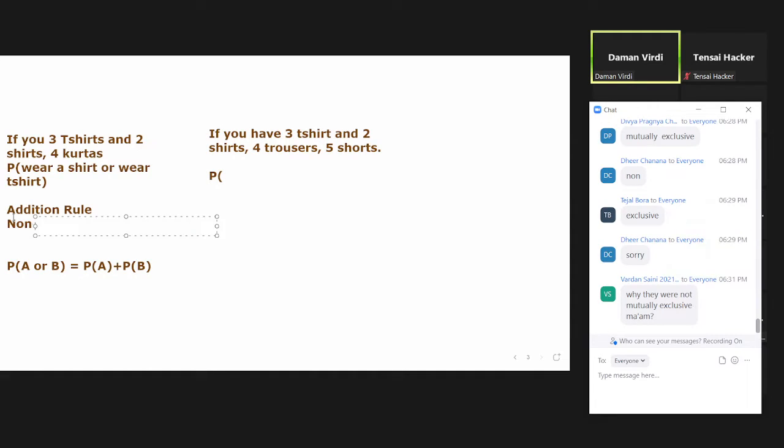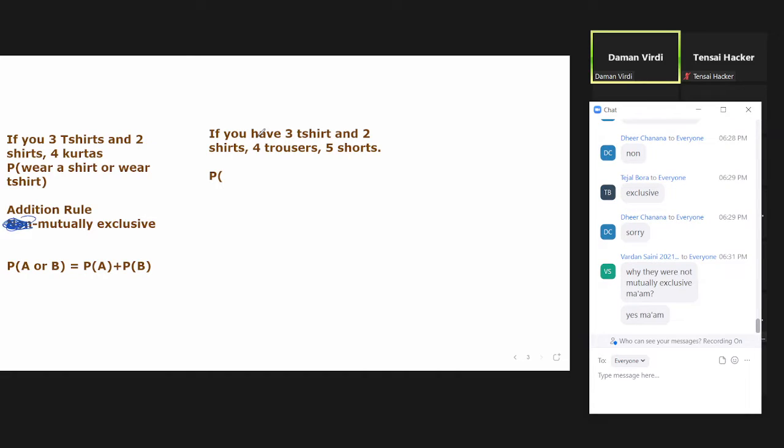Sorry, it is just a typo over here. The formula we have applied is right, but it is a typo. Thank you, Vazan. They are mutually exclusive. Thank you so much.